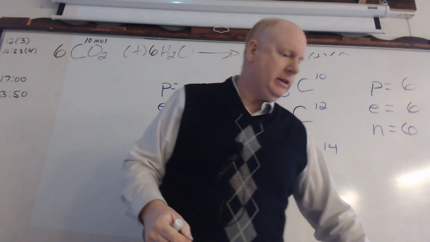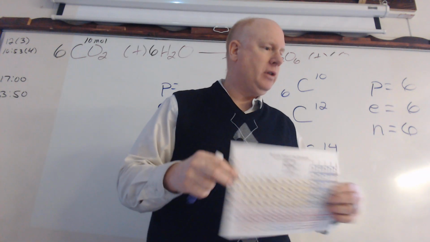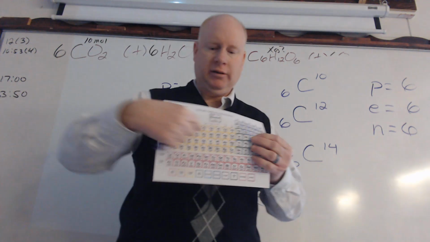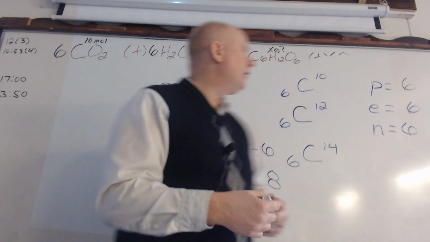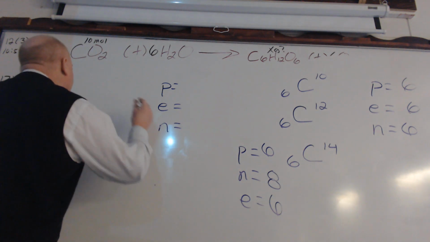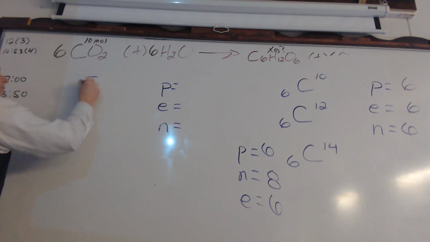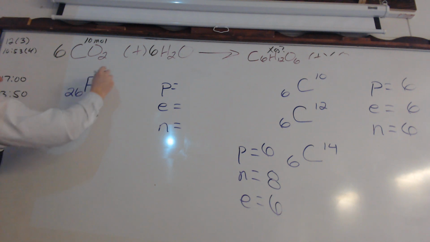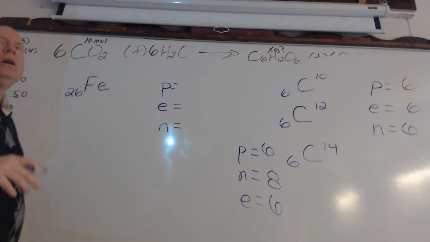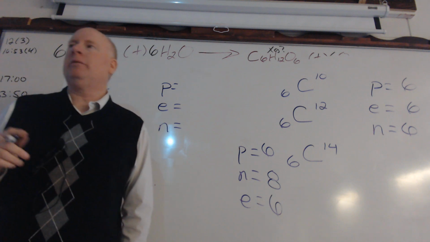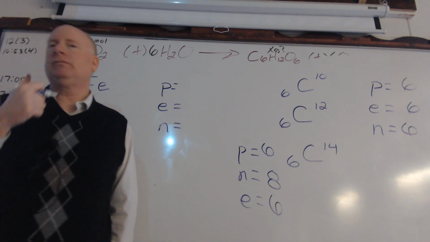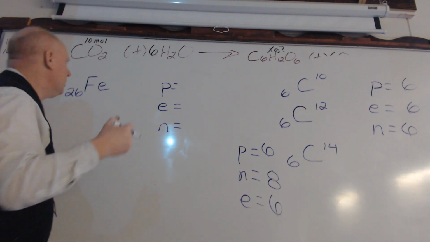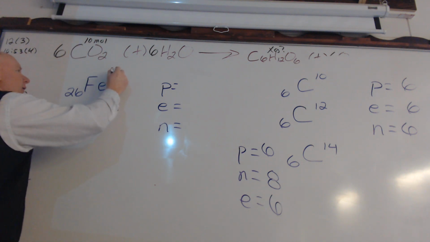I want you to pick a D block element, okay? Which means somewhere in here, okay? Iron, that's fine. Okay? Okay, so off of the periodic table, it probably says 55.8, correct? Yeah, you round up. Okay. But we're going to say this is radioactive.